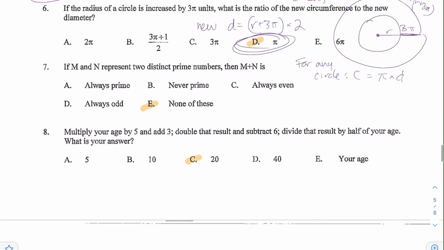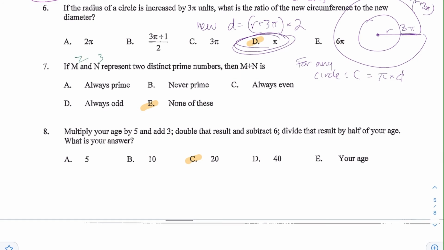Next, for number 7, if m and n represent 2 distinct prime numbers, then m plus n is. So here, you can just try out 2 prime numbers. So 2 and 3, the 2 smallest prime numbers. If you add 2 plus 3, it's 5. So it's not even, so we can eliminate that. And 5 is prime, so we can eliminate B.